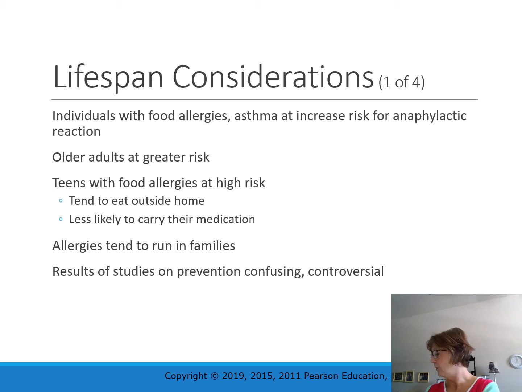Lifespan considerations, food allergies. All individuals with allergies to food and asthma may have an increased risk for the development of anaphylactic reactions. Teenagers with food allergies have the highest risk because they have a greater tendency to eat meals outside the home and are less likely to carry their medications. Allergies tend to run in families, so if you've got a family member, you may be very susceptible to that. Also in this little section, it talks about how it's not uncommon for people to outgrow certain allergies, such as food allergies to eggs, milk, soy, and wheat. Some people are highly allergic to peanuts and tree nuts, fish and shellfish like shrimp and things like that. They should not be eating these things at all.